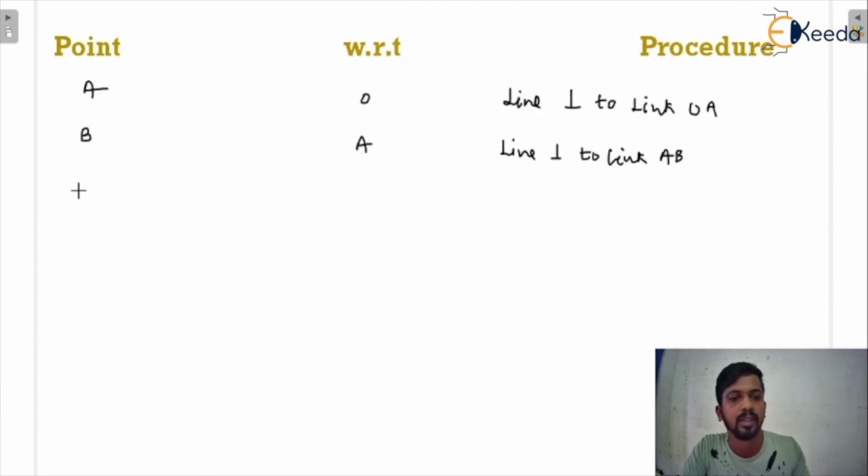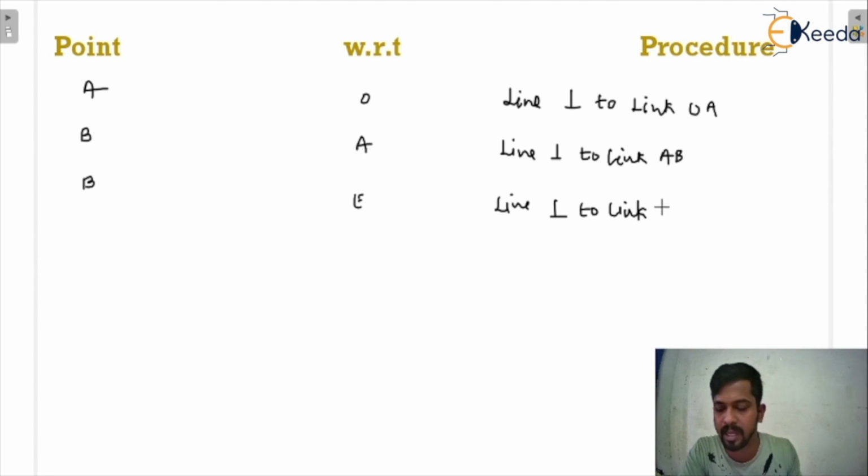Okay, so that is B with respect to E, the line perpendicular to link BE.